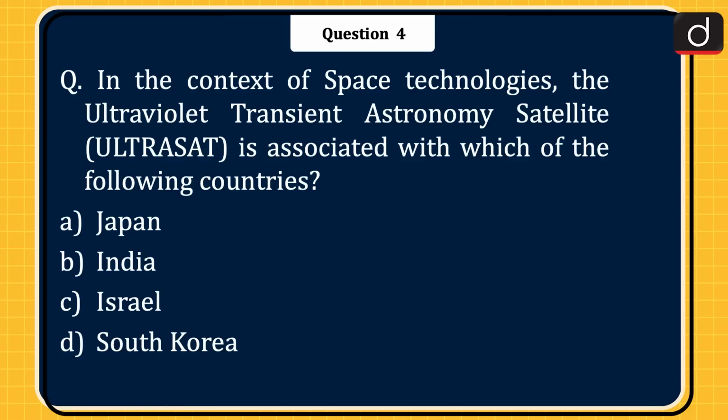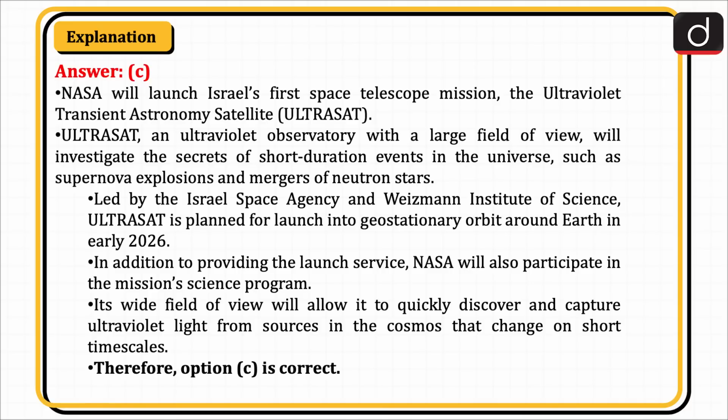Next question is, in the context of space technologies, the Ultraviolet Transient Astronomy Satellite or ULTRASAT is associated with which of the following countries? Japan, India, Israel, or South Korea? The correct answer is option C, Israel. NASA will launch Israel's first space telescope mission, the Ultraviolet Transient Astronomy Satellite or ULTRASAT.